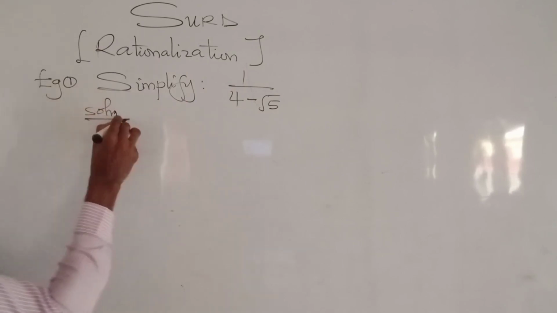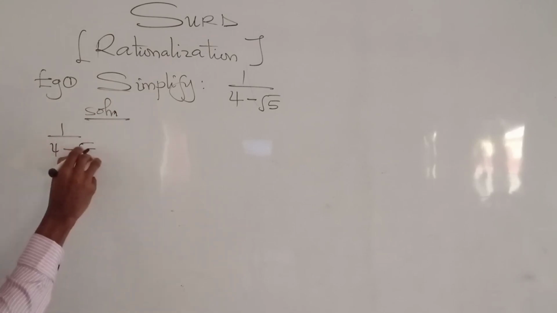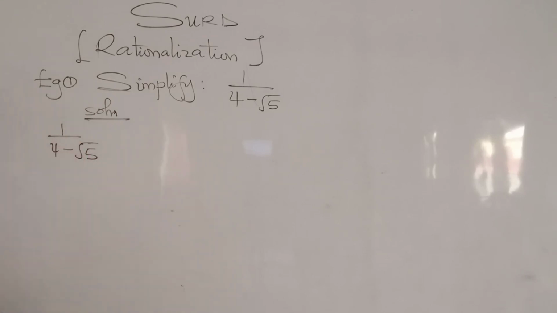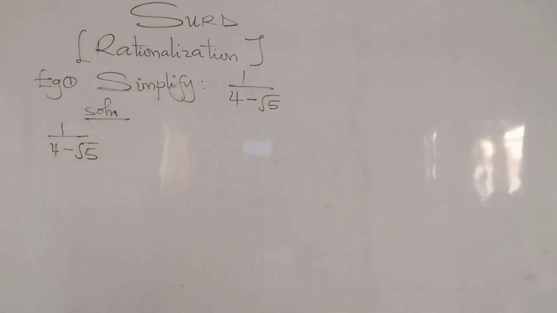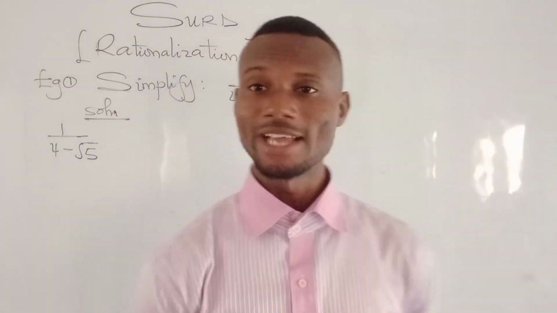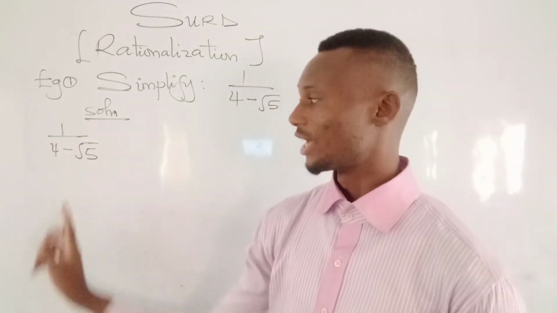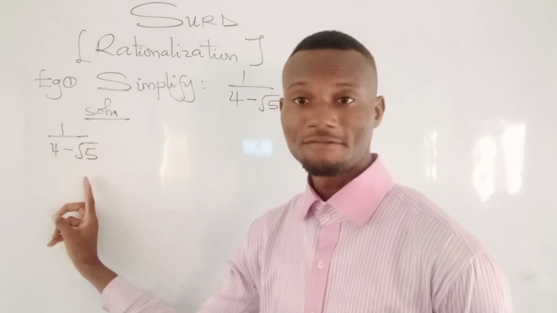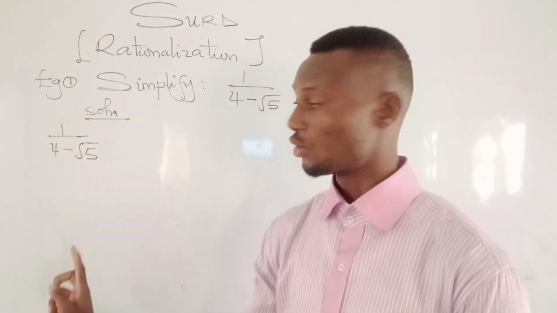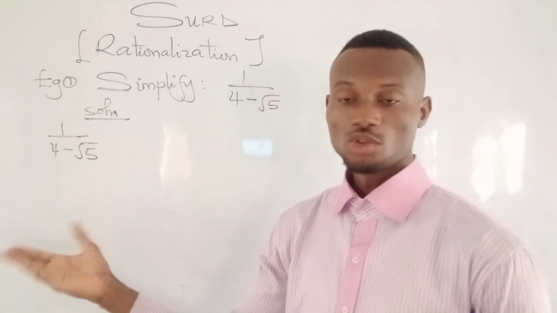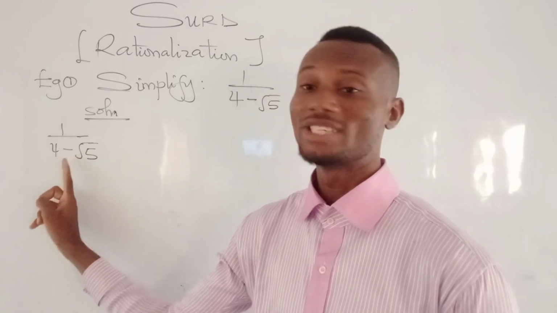Now I have 1 over 4 minus root 5. We have to rationalize this one, and I've explained to you that for us to rationalize this one, we are going to multiply both the numerator and the denominator of that same fraction by the conjugate of the denominator. We have 4 minus root 5 at the denominator of this fraction, so the conjugate of it is going to be 4 plus root 5. To get the conjugate, you just change the sign to the opposite. It's negative, so we change it to positive.